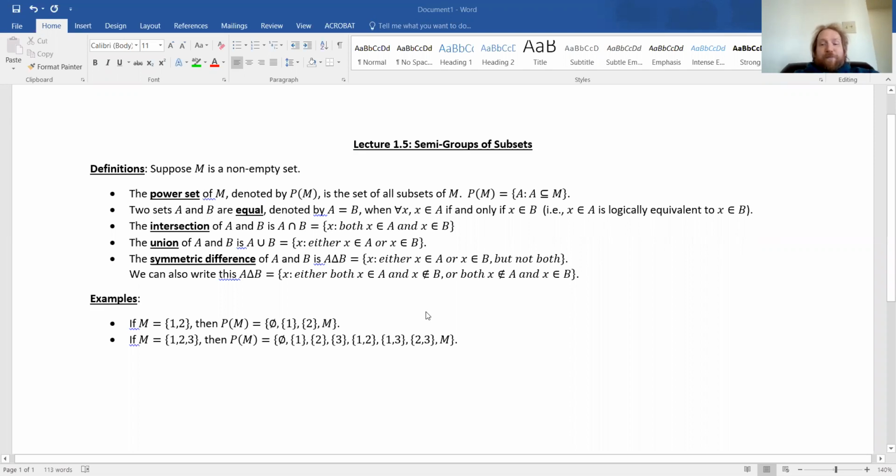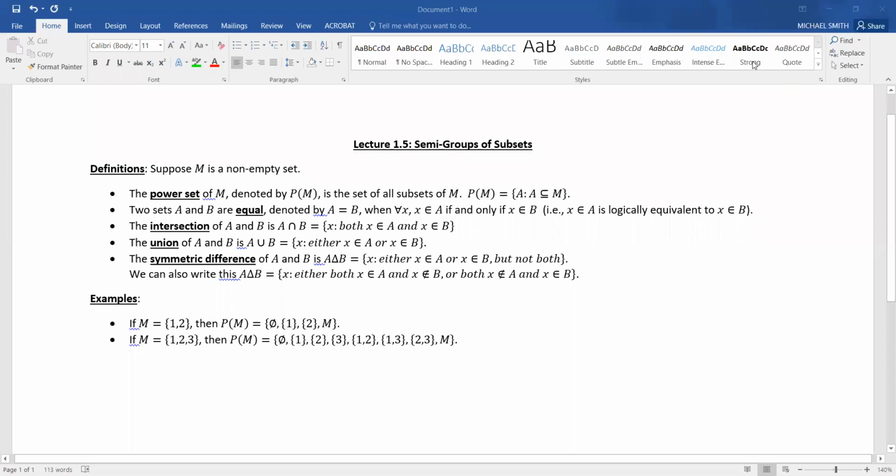on the homework. Okay, so as it turns out, P of M is an abelian semigroup under both intersection and union and under symmetric difference. So all four of the properties, commutative, associative, well-defined, and closed, hold for all three of these operations. I will prove that now for symmetric difference, and I will start with the commutative property.